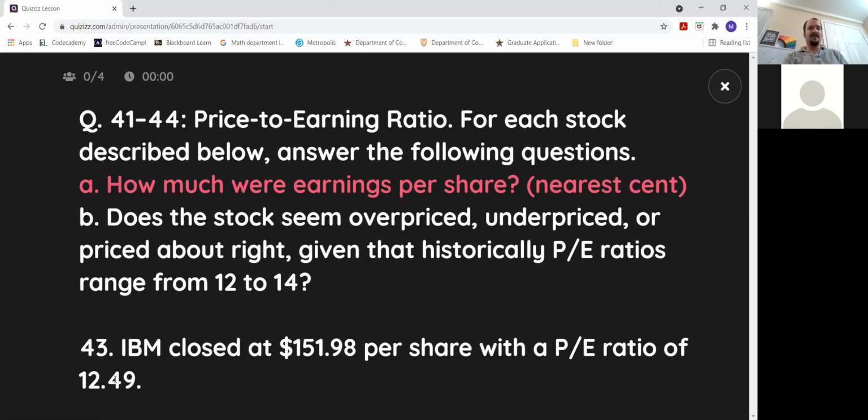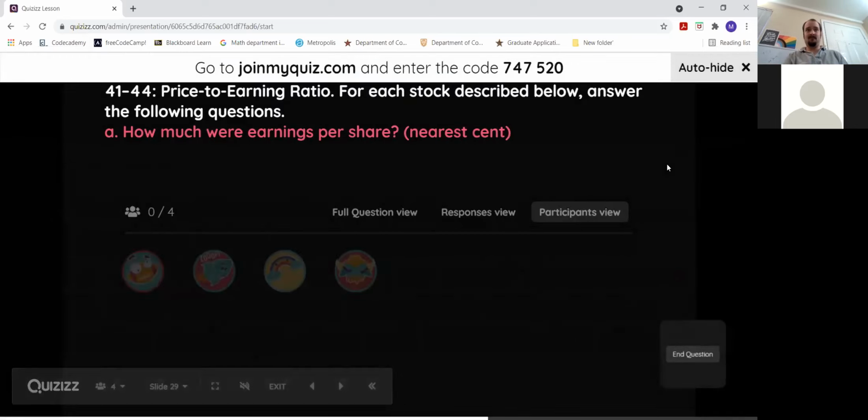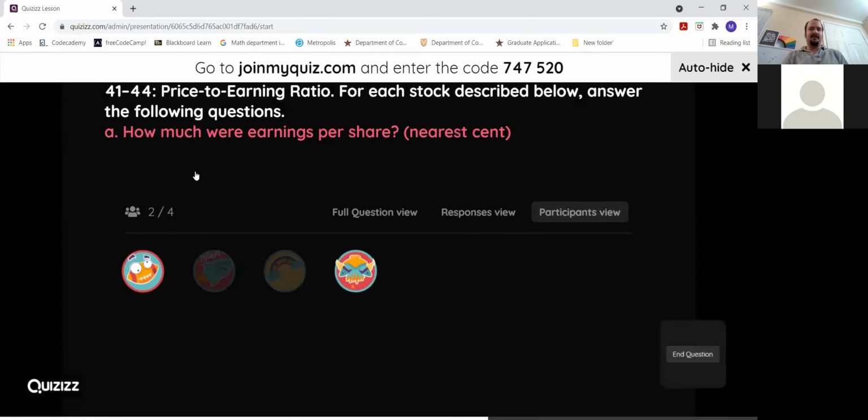So P divided by E is this, and this is my P. What is my E? Oh, it's lagging. Oh man, it's getting tired of me being on here. It's telling me hurry up. Okay.